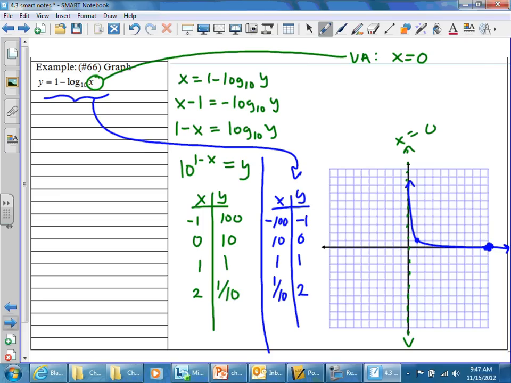So it looks like you're going to have a horizontal asymptote, but you don't. It's just going to go very, very slowly, but it will eventually keep going all the way down forever and ever and ever. So my domain is from 0 to infinity, but my range is still all real numbers.